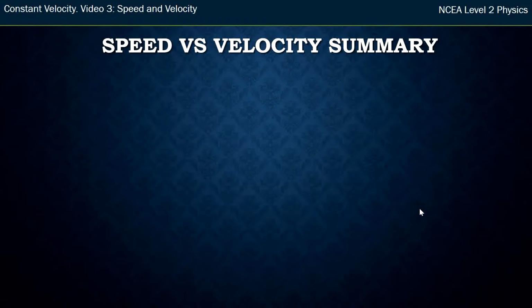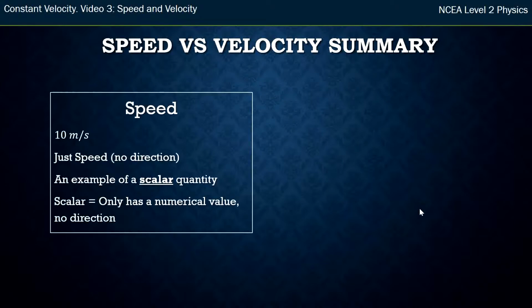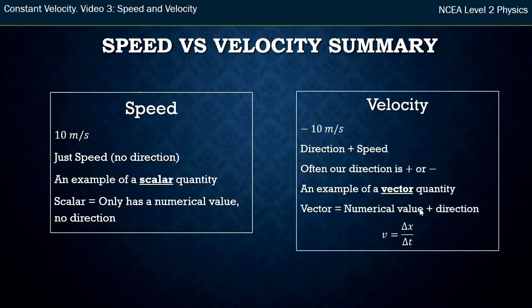So here's a summary of these two ideas that are very similar but different within physics. Speed, for example 10 meters a second, is just a number, no direction given. This is an example of what we call in physics a scalar. A scalar is when there's only a number but no direction. Velocity, on the other hand, for example negative 10 meters a second, gives a direction and a speed. Often in physics, our direction is given by pluses or minuses, and we're going to talk about that a lot more in the next video.